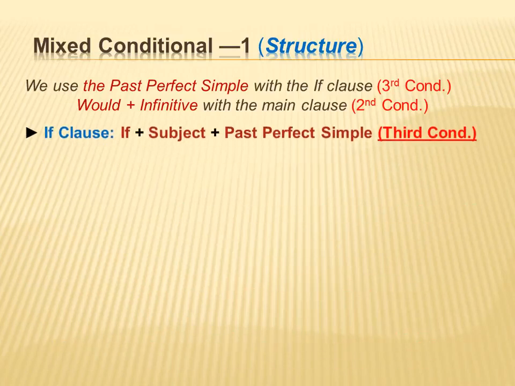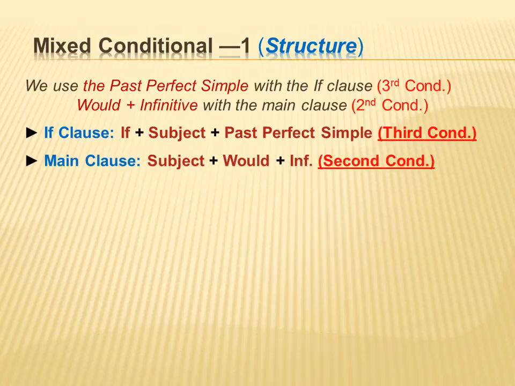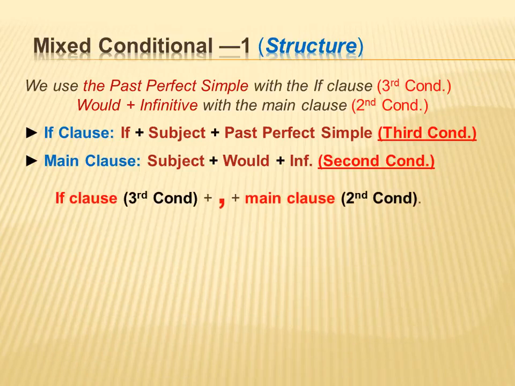This is the formula of mixed conditional one. In an if clause, you have to use if plus subject plus past perfect simple in a third conditional form, and in the main clause you have to use subject plus would plus infinitive in second conditional form, and you have to make it together to make one more conditional. It means that we have to use third conditional with second conditional to make one more conditional that we call mixed conditional one.